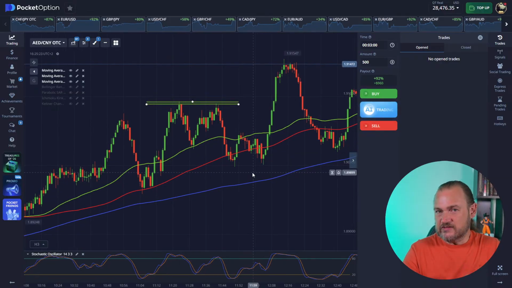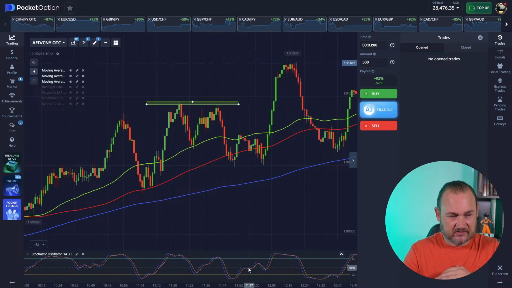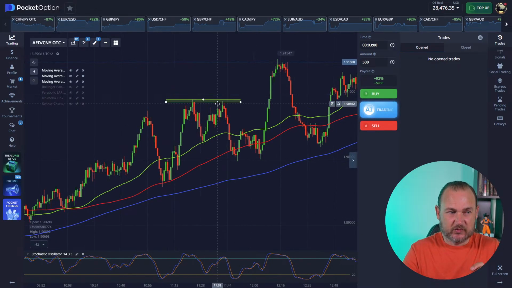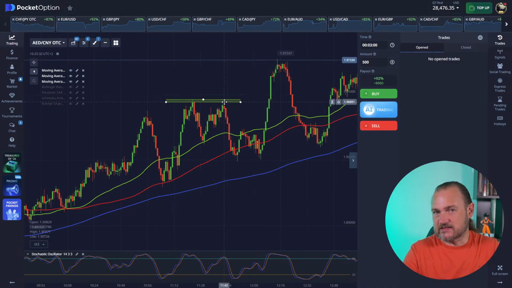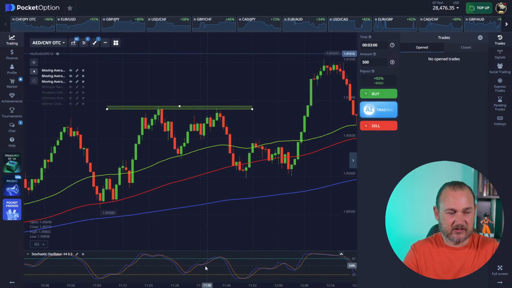Again, we can't use the crossovers by themselves. If you were going to try and trade crossovers by themselves, it's not going to end well. But if we support it with something like support and resistance, we can then start to determine this will be a good idea to take a sell here on the crossover as the stochastic is leaving the overbought area.